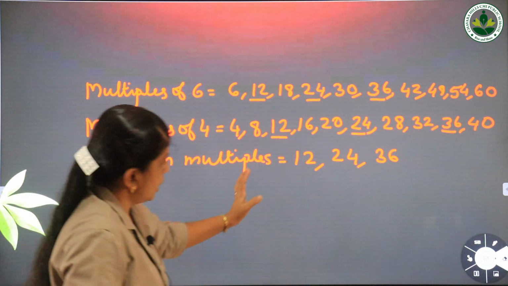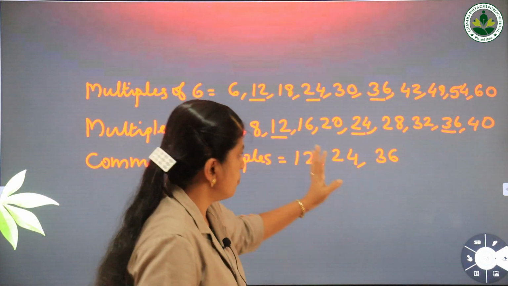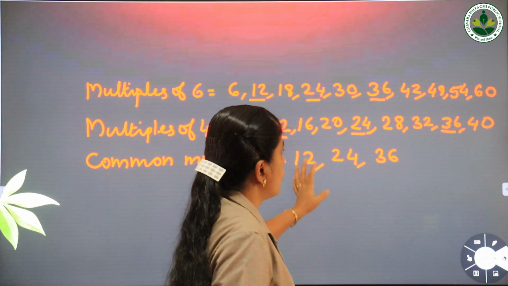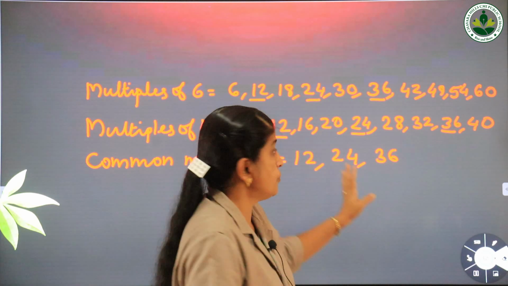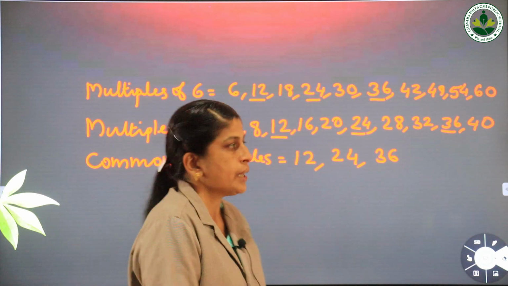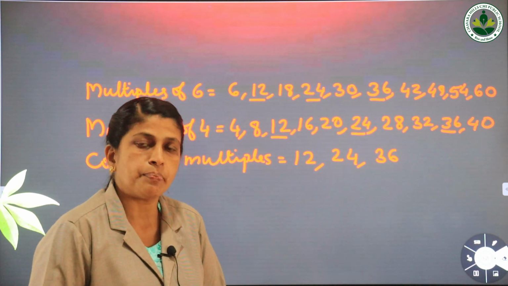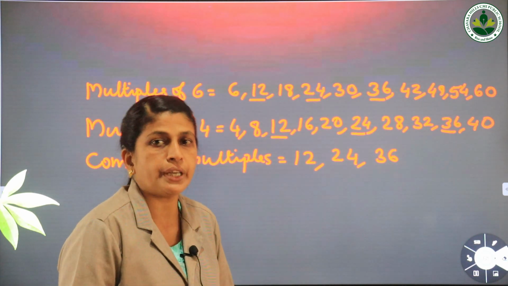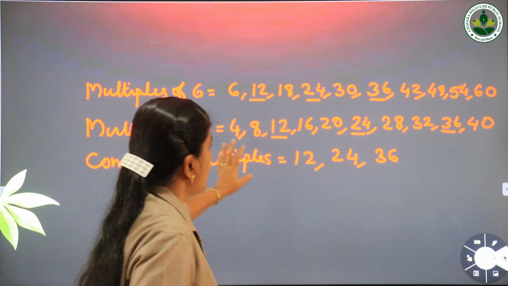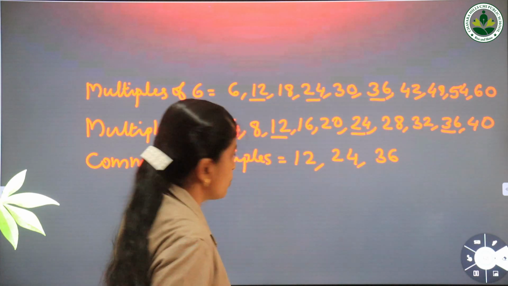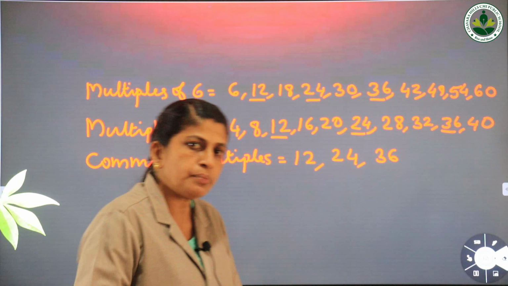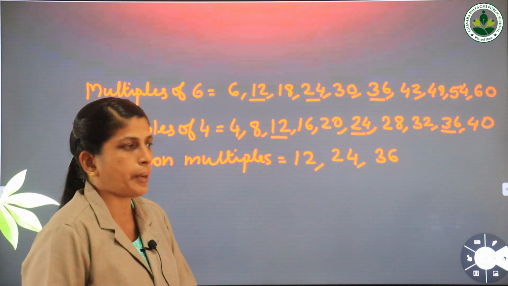There are more common multiples, but we got only 3 because we have written only the first 10 multiples of the 2 numbers. There are an infinite number of multiples for a number. Here we have written only 10 multiples, and for these 2 numbers, 6 and 4, we got only 3 common multiples. From that, which is the lowest common multiple?